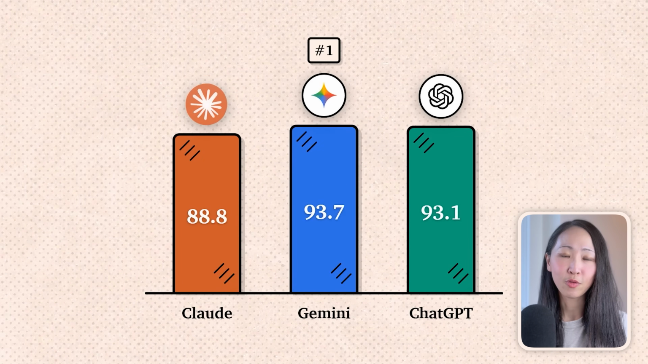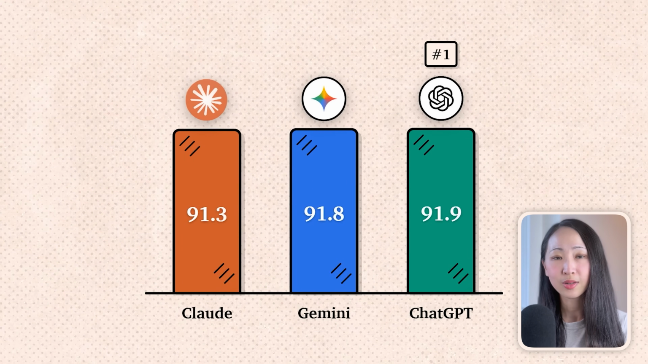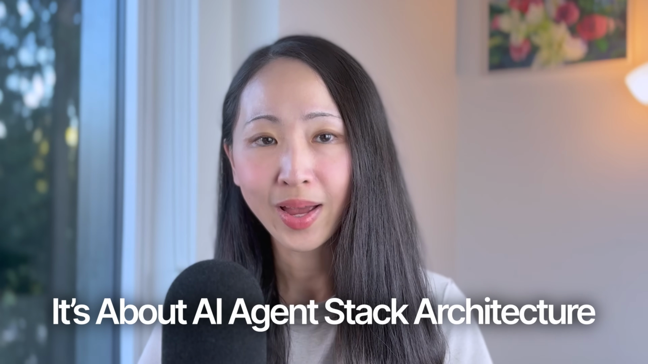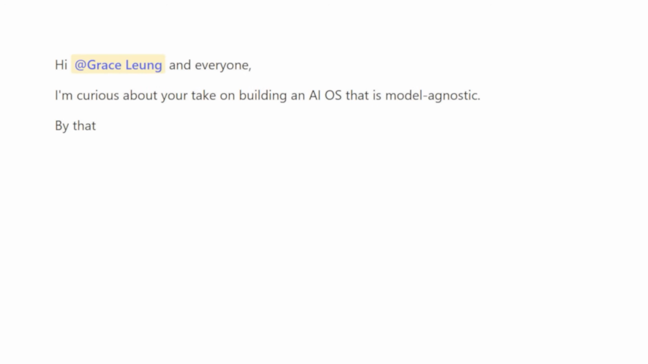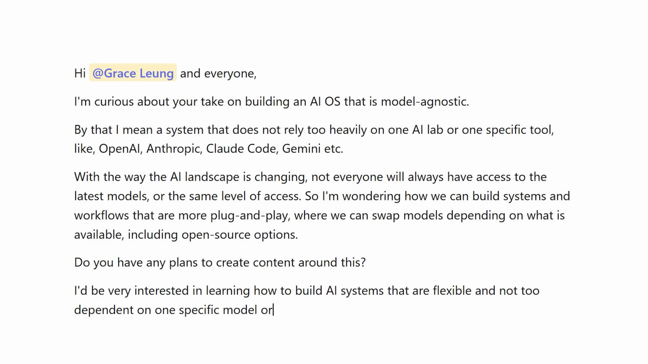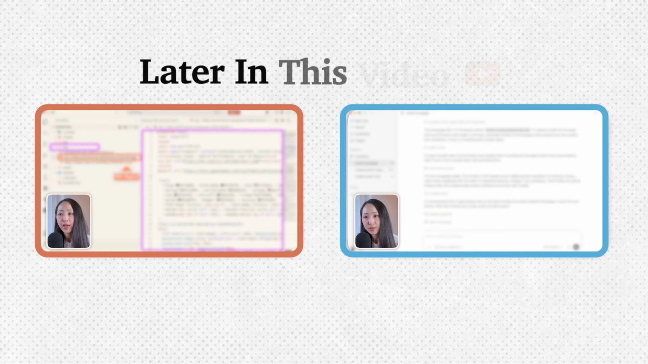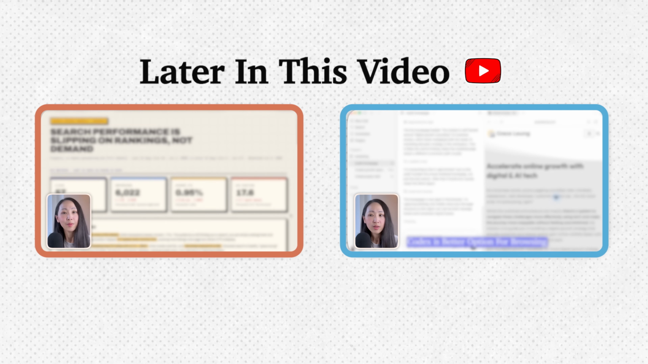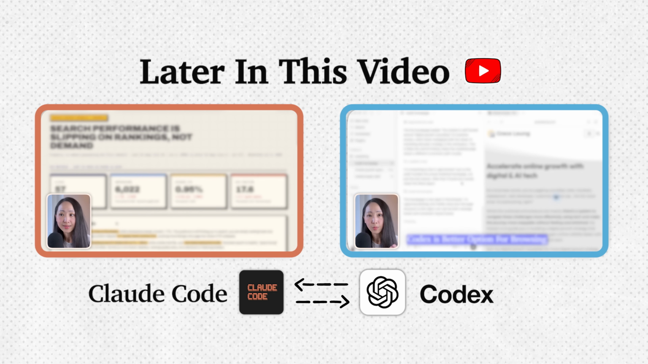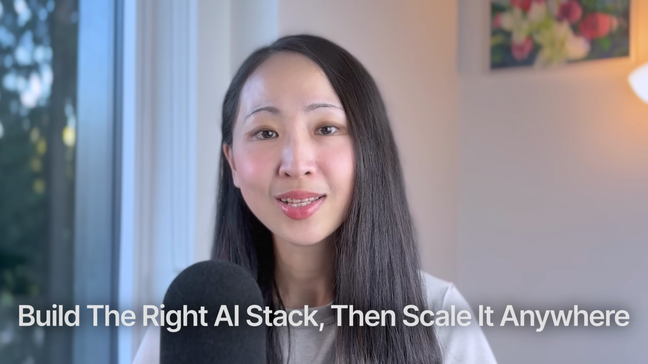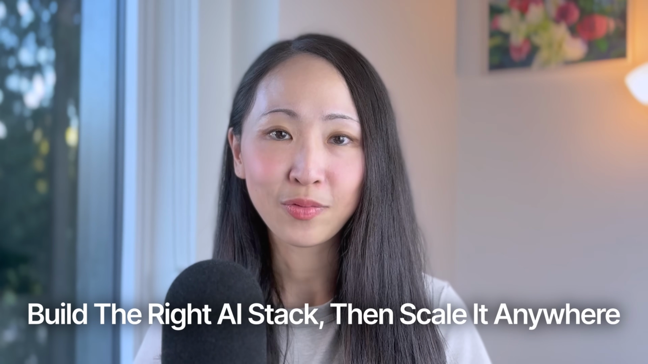Personally, I see the performance difference between these frontier models is getting marginal. And it's really more about how do you build your AI agent stack so you are not locked into any of them. And exactly this week, a member inside our community asked this same question. So in this video, I'll show you how to build one portable AI marketing agent workspace and run it across Claude and Codex. And the same concept applies when you want to bring it to other platforms. Let's go.